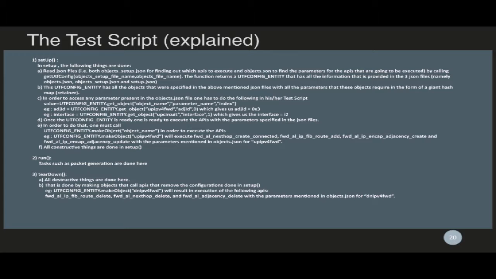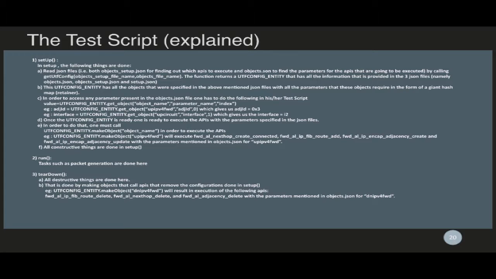Now things become interesting when the object has a list of dictionaries, as was the case in upcircuit. If you want to refer to a particular parameter that is in one of those dictionaries present in the list for that object name, then you have to do this. You say UTF config underscore entity dot get underscore object with this object name, the parameter name that you require, in this case interface, followed by the actual index of the dictionary whose parameter you want. So in this case, interface is equal to I2, whereas if the index would have been 0, then the interface would have been I1.